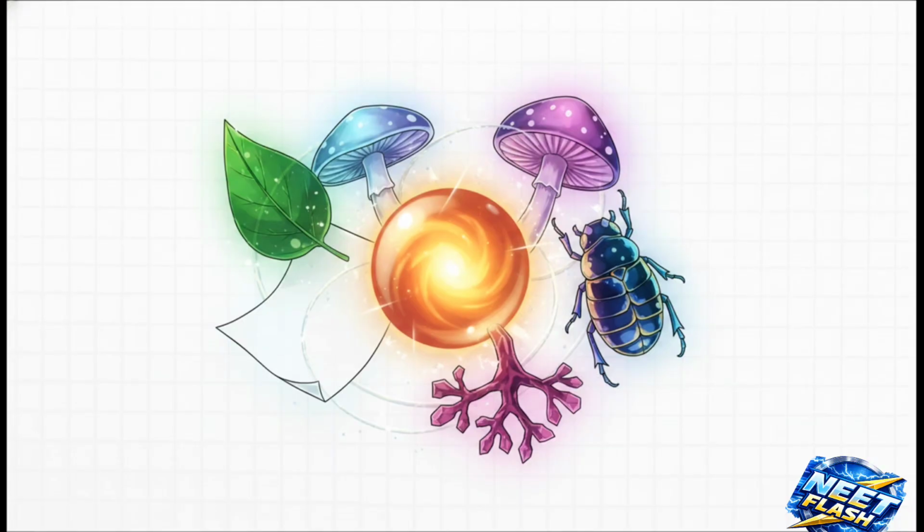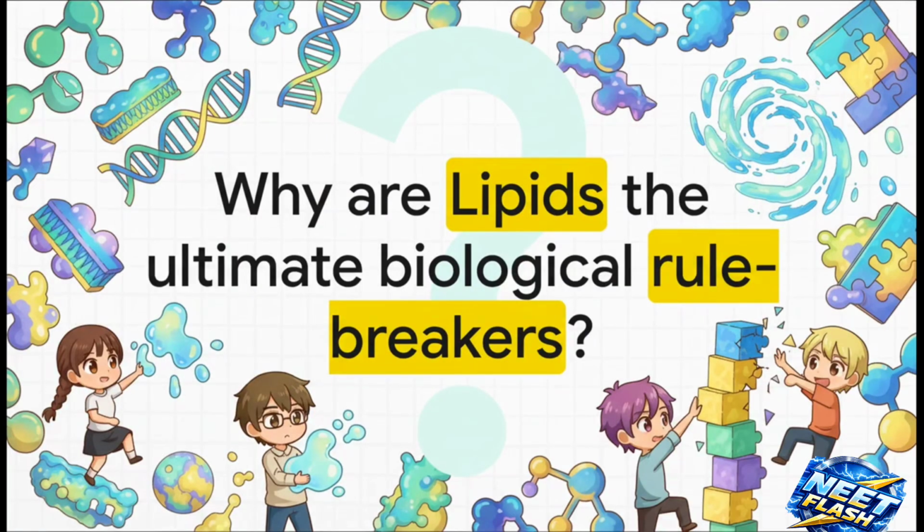Then you have the structural carbs, like cellulose, which builds plant cell walls and literally makes up the paper you write on. There's chitin, which forms fungal cell walls and gives beetles that distinct crunch when you accidentally step on them. And for us animals, we take our extra energy and pack it into glycogen, a highly branched molecule we safely stash away in our liver and muscles. But then we hit lipids. And lipids, well, they are the ultimate biological rule breakers.